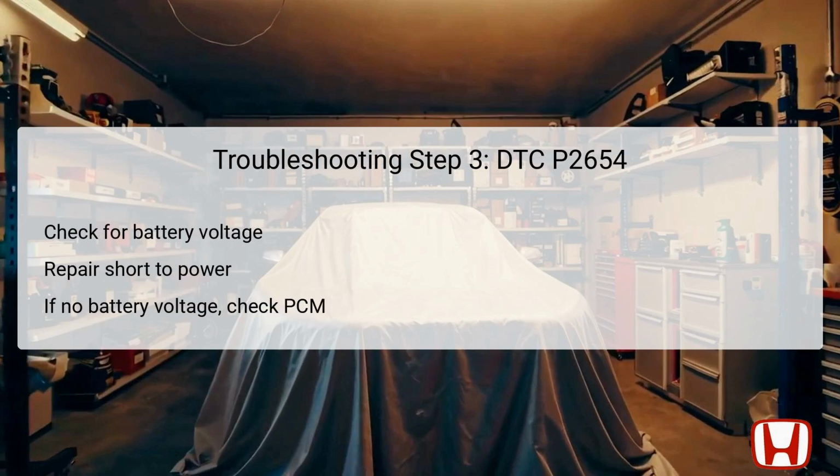Upon measuring the voltage in the previous step, you must consider the readings obtained. If battery voltage is present between the specified test points, this indicates a short to power in the VTS-EX wire connecting the PCM to the rocker arm oil control solenoid. In this situation, a repair should involve identifying and rectifying the shorted segment of the wire to restore normal function.